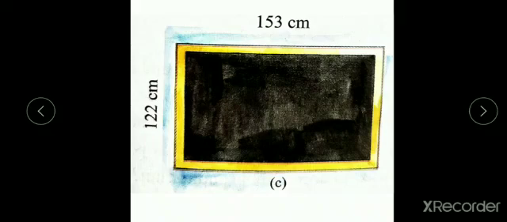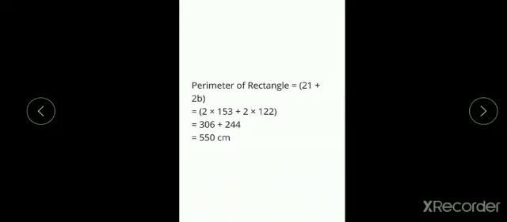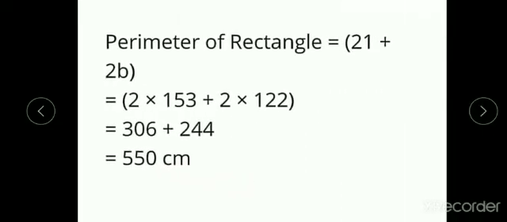Now we should multiply 285 into 2, that is 550. See here, the perimeter of the rectangle is 2L plus 2 breadth, that is 2 into 153 plus 2 into 122, that is 2 into 153 is 306 and 2 into 122 is 244. 306 plus 244 is 550 centimeter.